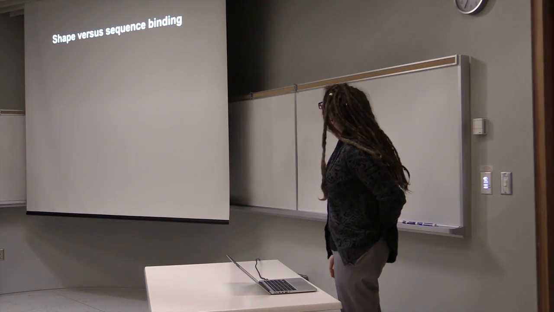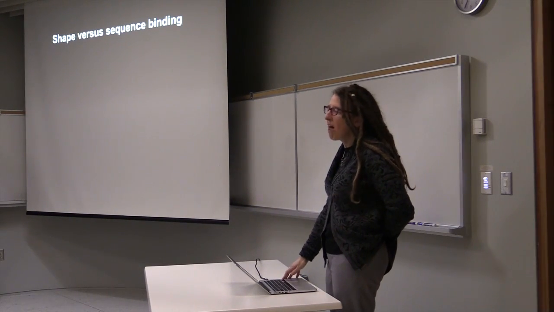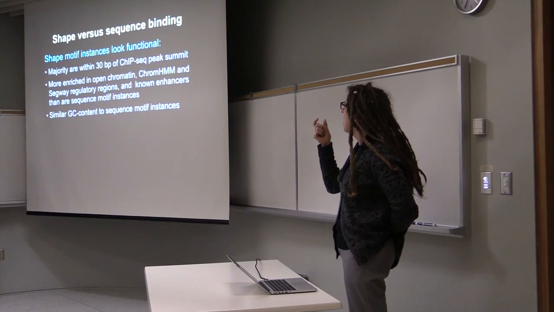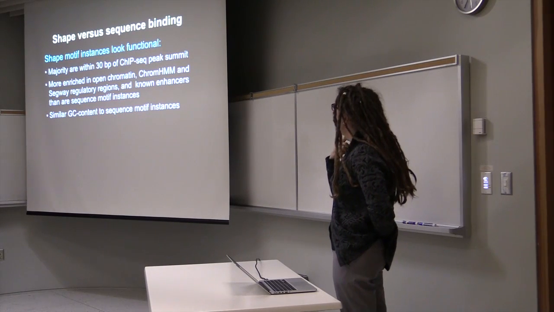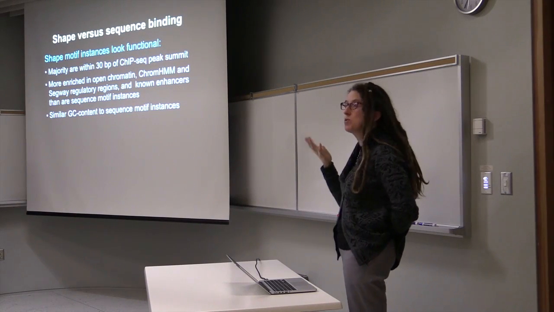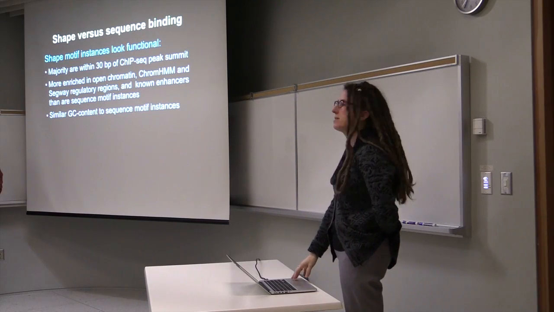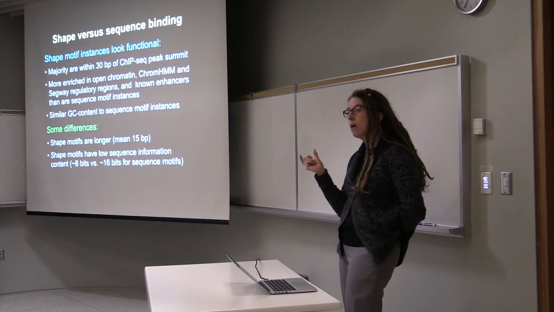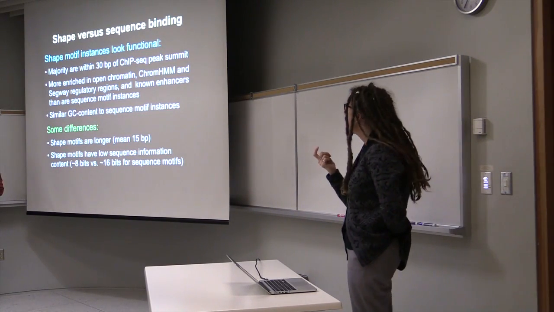So first, a little bit of description of the shape motifs that we found, a validation, essentially. They look functional. They are centrally enriched in the ChIP-seq peaks. They tend to occur in regions that have been annotated independently as regulatory by a variety of methods, and they have a similar GC content to sequence motifs. There are some differences. They are longer in general than sequence motifs, on average about 15 base pairs.